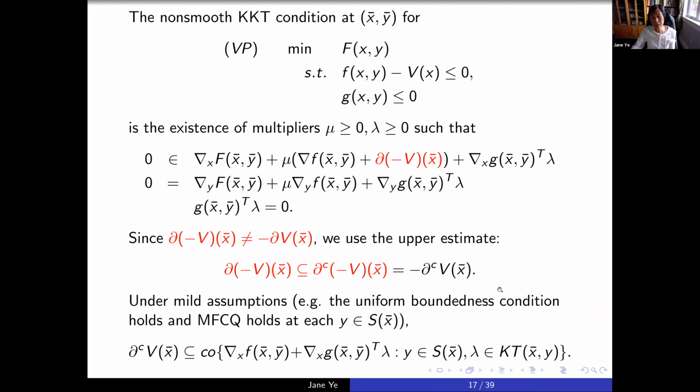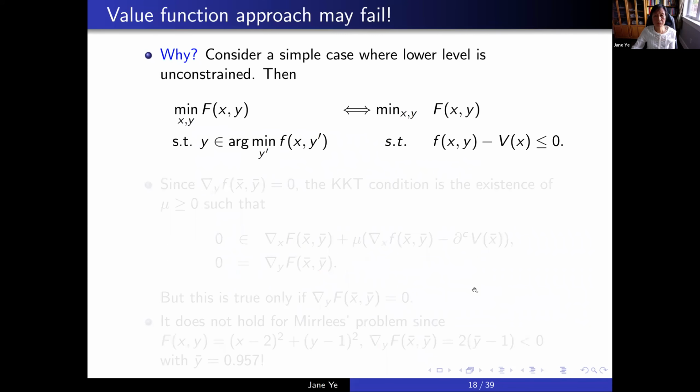We know the KKT condition always needs some constraint qualification. It does not always hold. So we'll see how strong this KKT condition is. Again, we can look at the simple case where the lower level is unconstrained. Okay, so in this case, we can again use the value function to rewrite the problem, right?